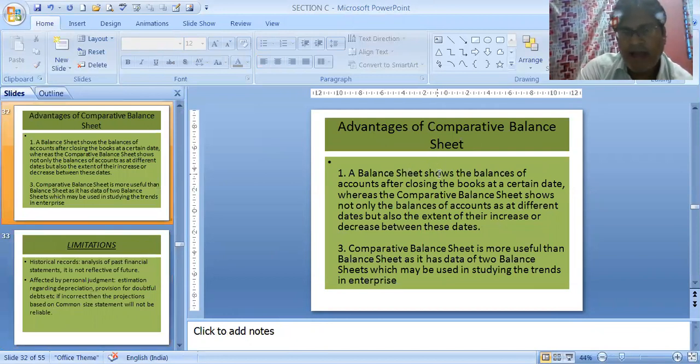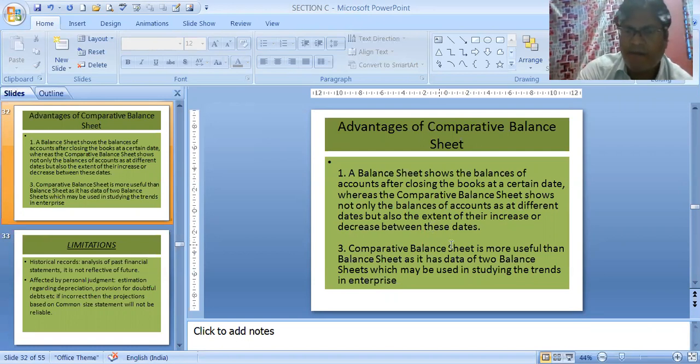Advantages. A balance sheet shows the balances of accounts, especially the real and personal accounts, after closing the books at a certain date, whereas the comparative balance sheet shows not only the balances of accounts as in balance sheets at different dates, but also the extent of their increase or decrease between these dates. Extent: how much increase, how much decrease, is there any change taking place, is there no change? All these things we can come to know from the comparative balance sheet. This is the first advantage.